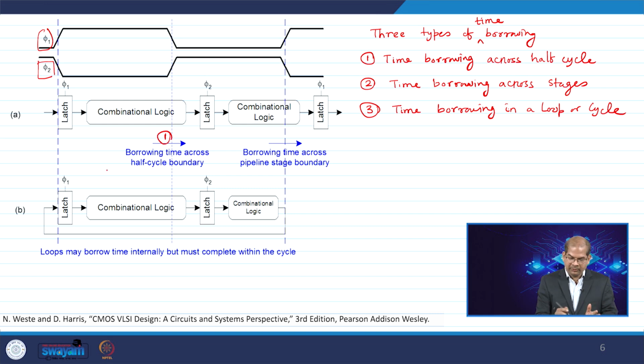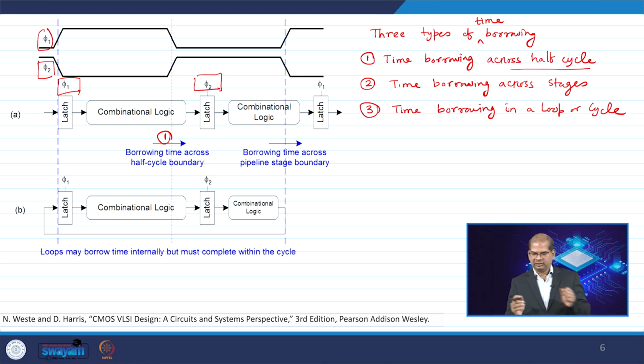If you can see in this diagram, the first category is this one. So, you have phi 1 and phi 2. It is taking some borrowing from the next half cycle, but all the combinational delay is evaluated in one clock cycle. This is called across half cycle, but it is not borrowing across stages. But when you are going to time borrowing across stages, it means you are borrowing from one clock cycle to the other clock cycle. So, this is called time borrowing across stages.